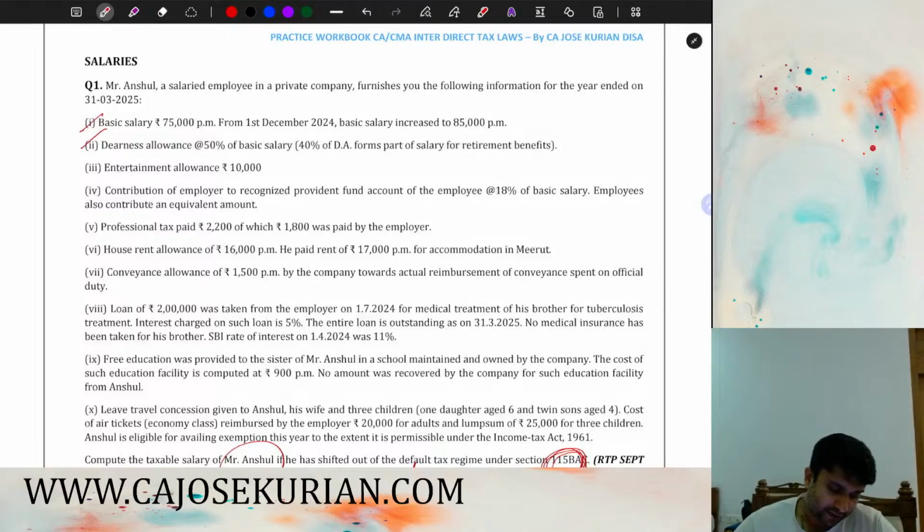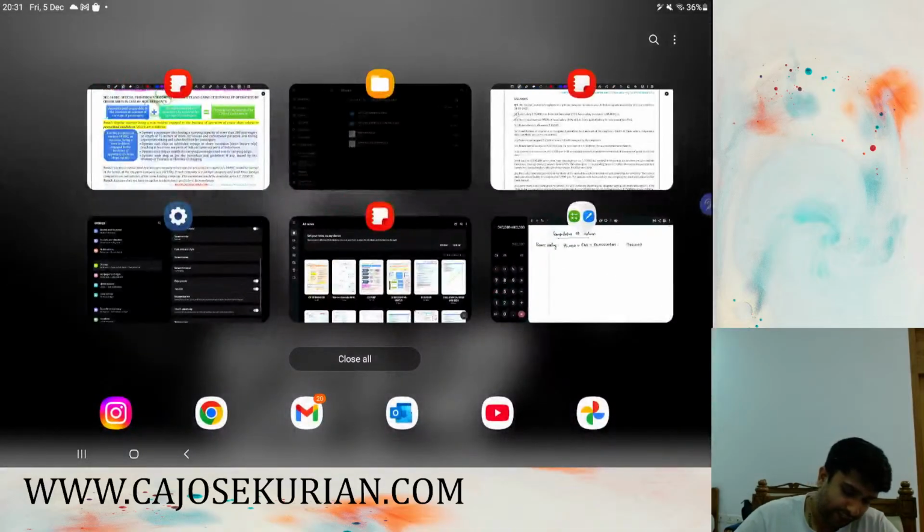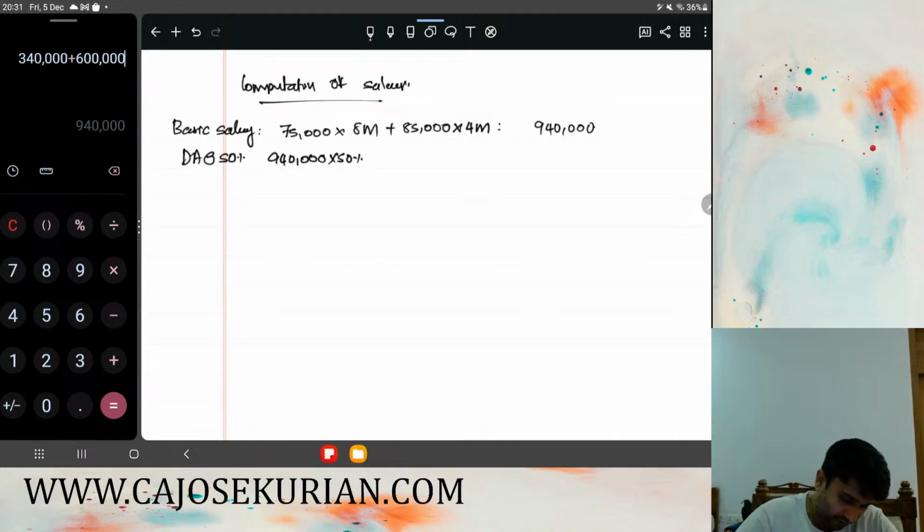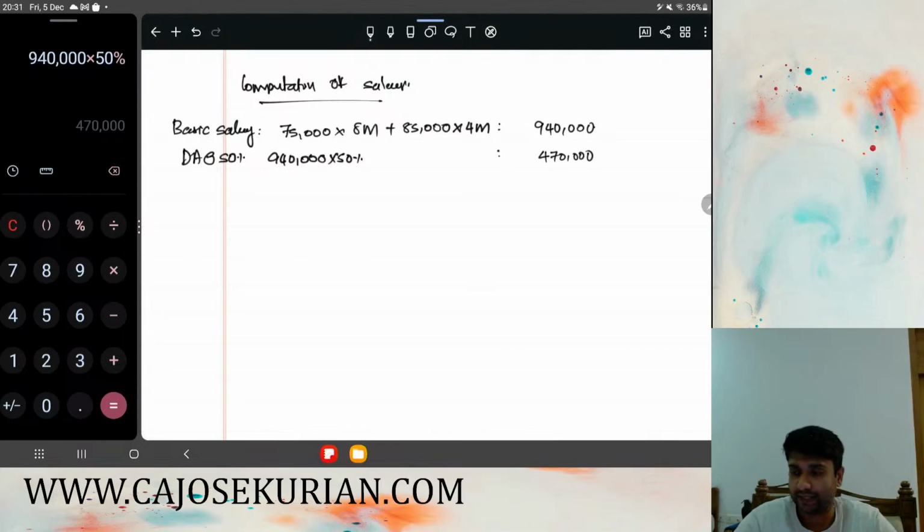DA, dearness allowance, 50% of basic salary. That is, 40% of DA forms part of salary for retirement benefit. So we will take full DA. So full dearness allowance is 50% of basic salary. So 9 lakh 40,000 into 50 percentage. And how much is 9 lakh 40,000 into 50 percentage? It will be 4 lakh 70,000, will be his dearness allowance.